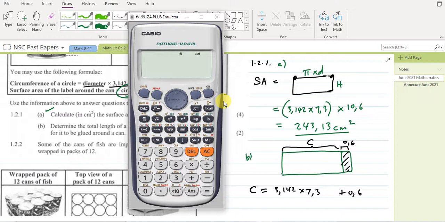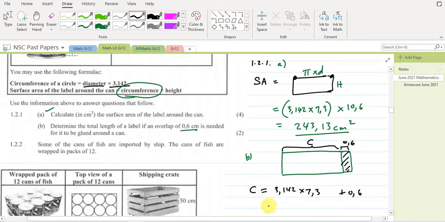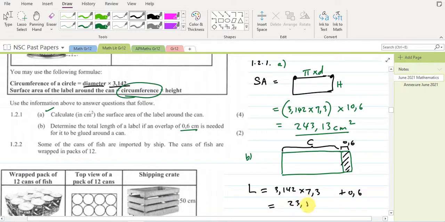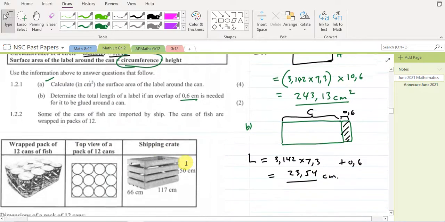So we wanted the length of the label, not the height. So the length is 3.142 times 7.3 plus 0.6, and the answer is 23.54. You can take 2 decimal places. Actually we wanted the length, not the circumference here. So the answer is 23.54 centimeters. Perfect. Let's look at the next question.